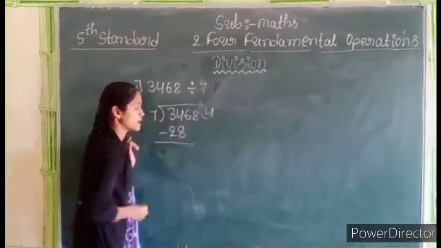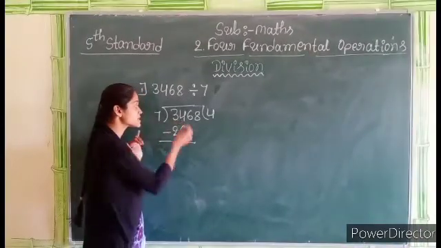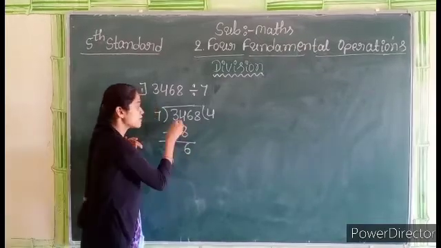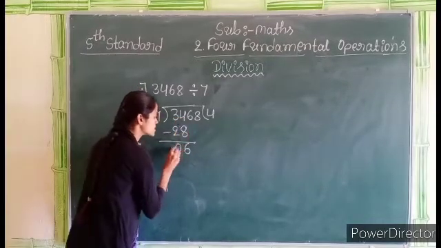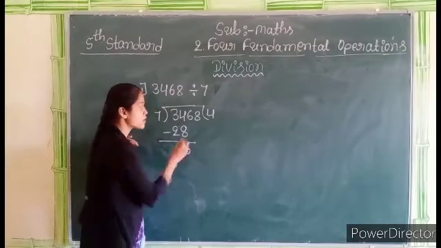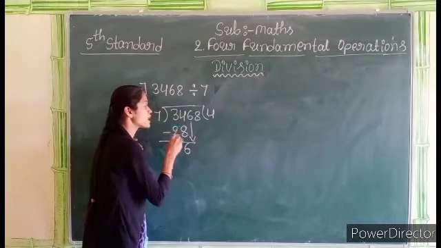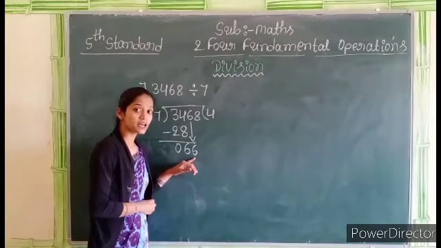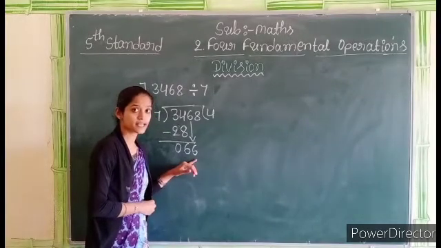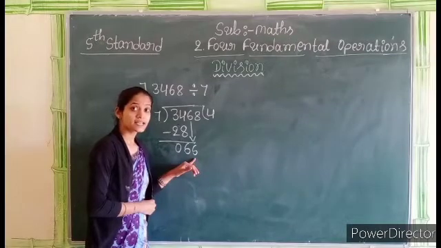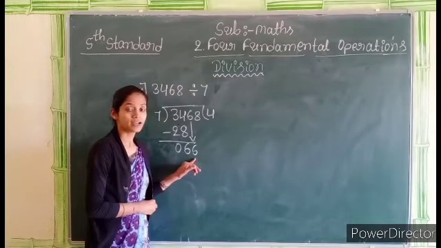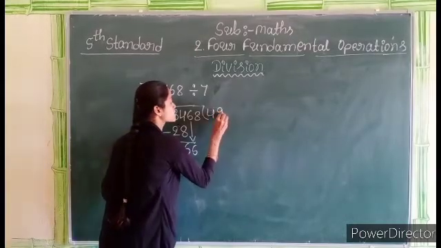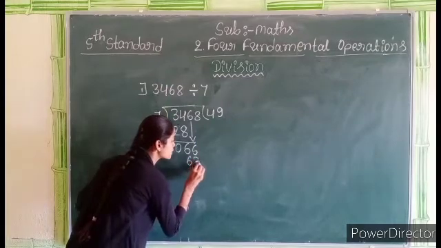4 minus 8. We have to take 1 borrow from this 3. 14 minus 8, that is 6. Here we left 2. 2 minus 2, 0. Now we have to bring down this 6 and write this 6 right side of this 6. Which number is near or less than this 66 in the table of 7? That is 63 on 9. 7 9s are 63. 9 should be written in this quotient place, then 63.